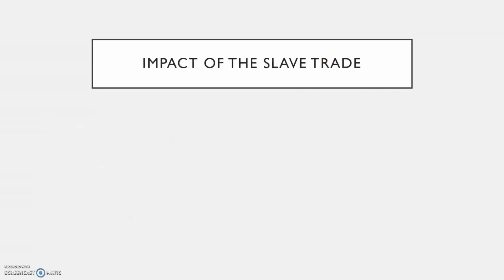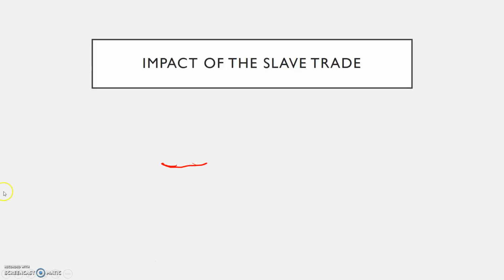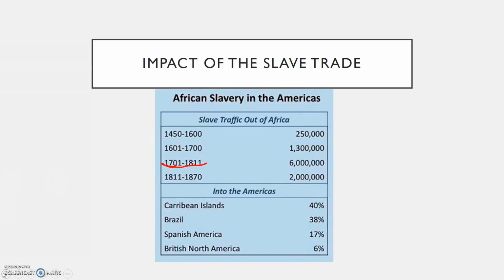All right, now the impact of the slave trade. Let's look at the chart here. You can see that the height of it was during the 1700s to, let me go back here, there we go, 1700s to 1800s. All right, we're talking about the 18th century, where as many as 55,000 slaves were brought to the Americas per year. Now, statistics vary from source to source.